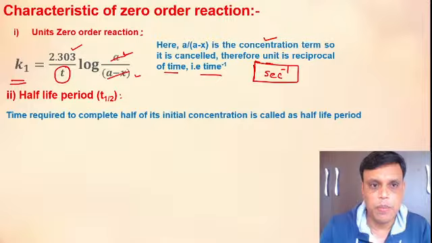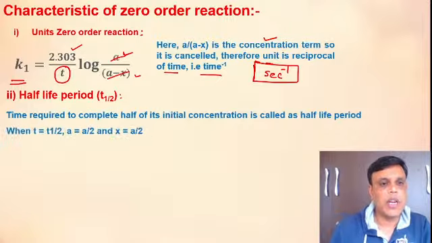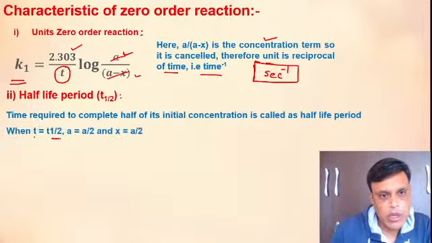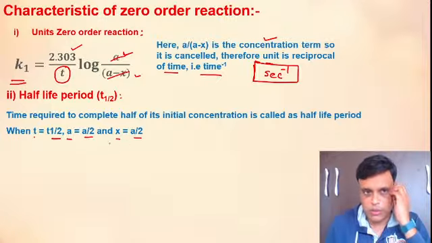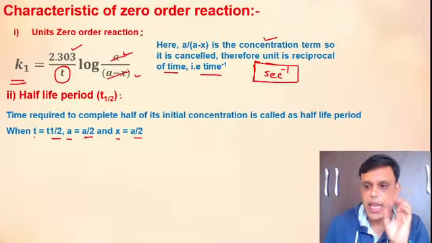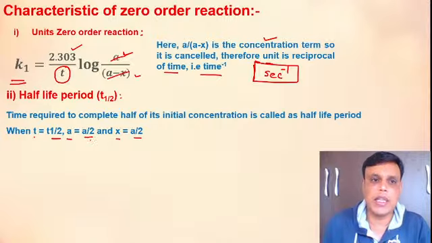So we will find out the half life period. Here you know that very well now. When t is equal to t half, the remaining concentration is a by 2 and the product x is also a by 2. So both are present in 50-50%, and that time we call t half.